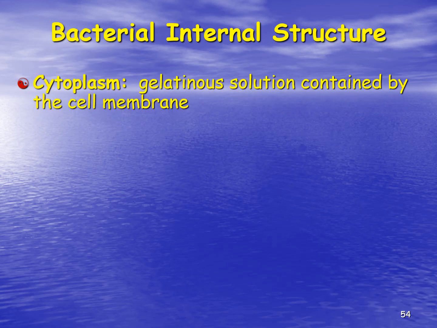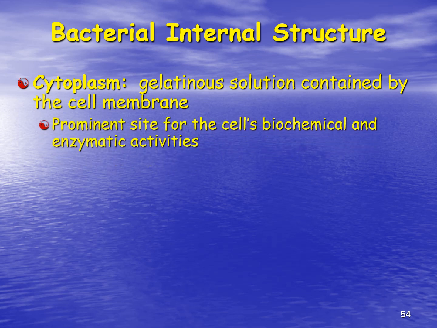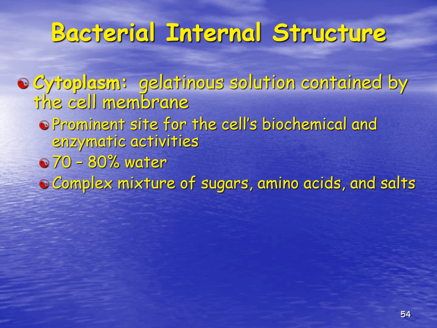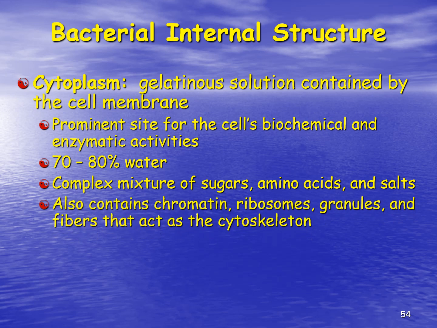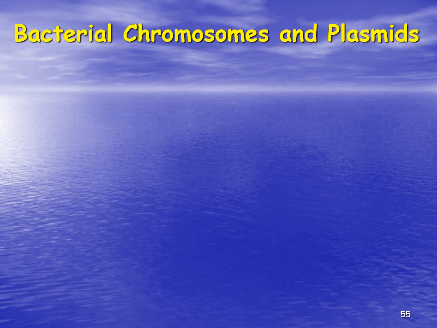Okay, so let's go inside the cell. Cytoplasm is a gelatinous solution contained by the cell membrane. It's the prominent site for the cell's biochemical and enzymatic activities. It's approximately 75% water, and the rest is a complex mixture of sugars, amino acids, and salts. It also contains the chromatin, which makes up the DNA, the ribosomes, which make our proteins, and any granules, the fibers that act as the cytoskeleton, and any inclusions as well.